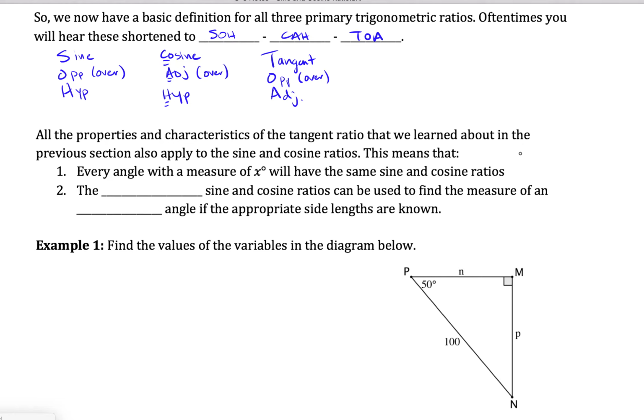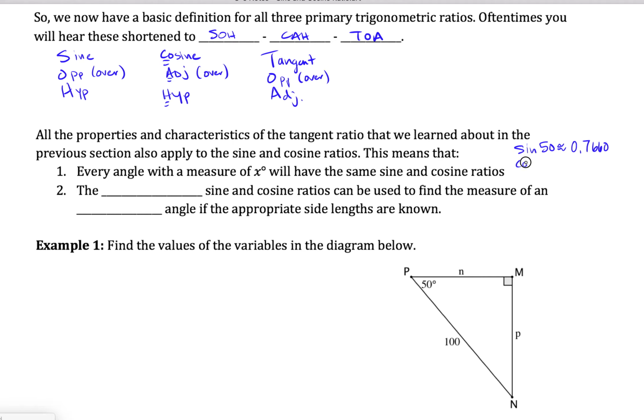So, for instance, if you typed in your calculator the sine of a 50-degree angle, as an example, the sine of a 50-degree angle will be equal to about 0.7660. And so every 50-degree angle, if you divided the opposite side by the hypotenuse in a triangle that has a 50-degree angle in it, you would always get about 0.7660.